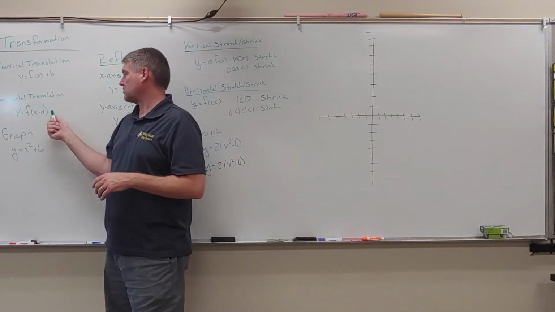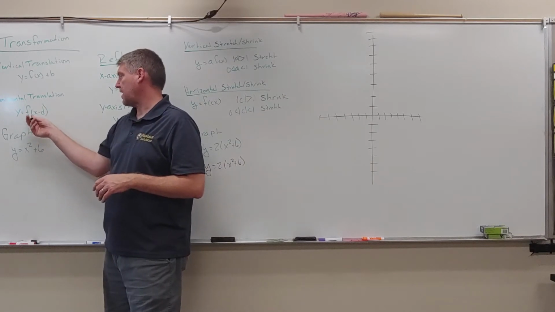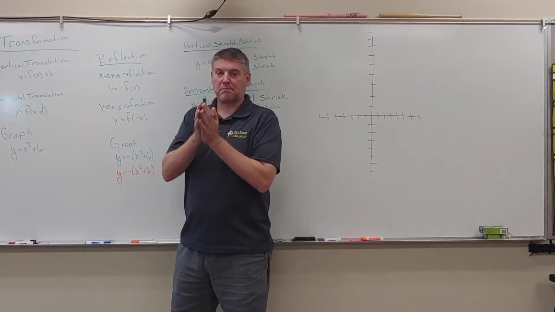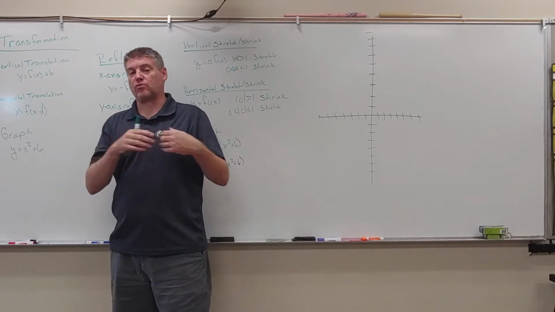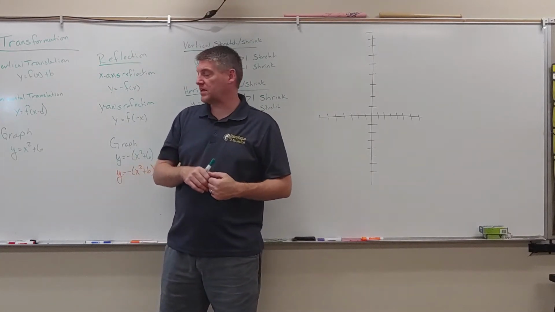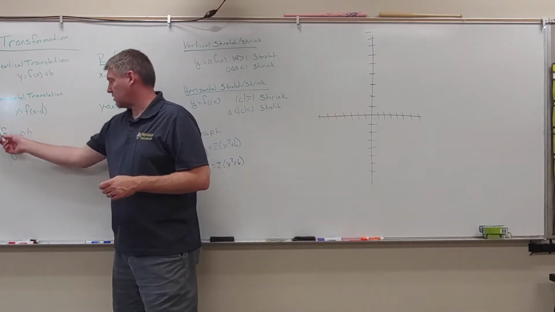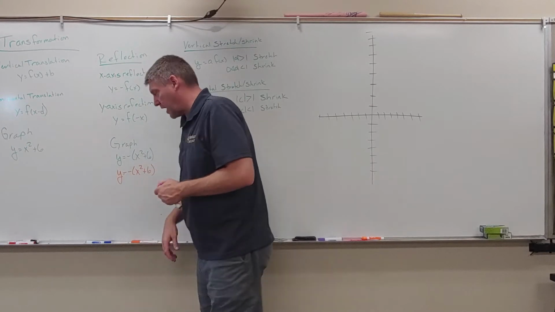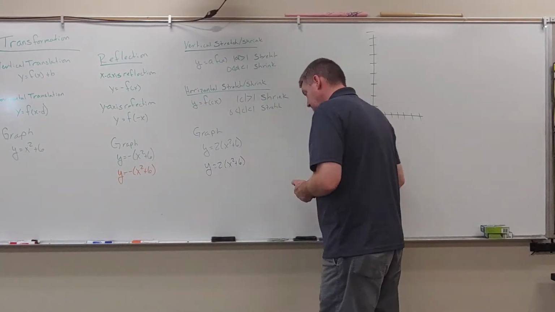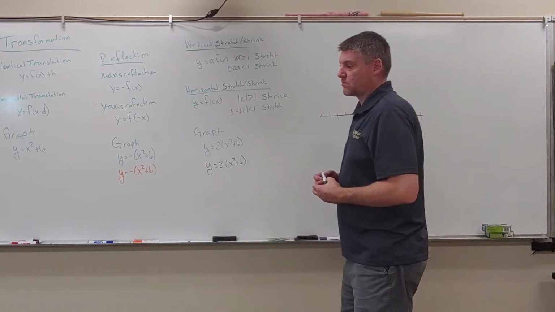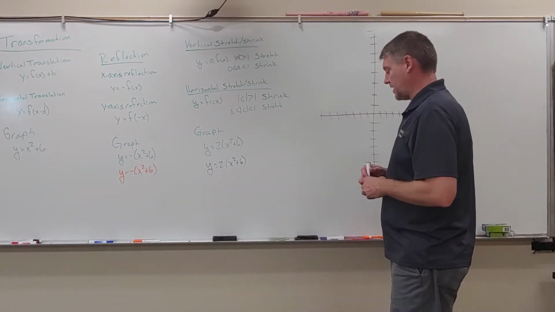We have a horizontal shift of y equals f of x minus d. If it's x minus d, we are going to shift right. If it's x plus d, we are going to shift left. So for the first one, we're going to draw up x squared. So we have a graph over here, and the first thing we're going to do is put in x squared.